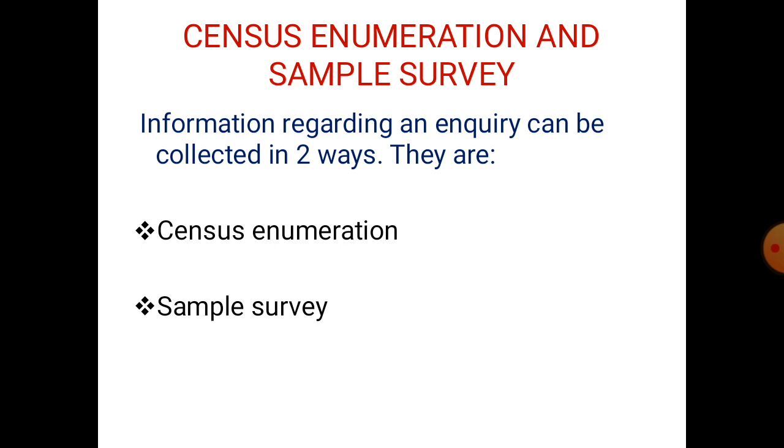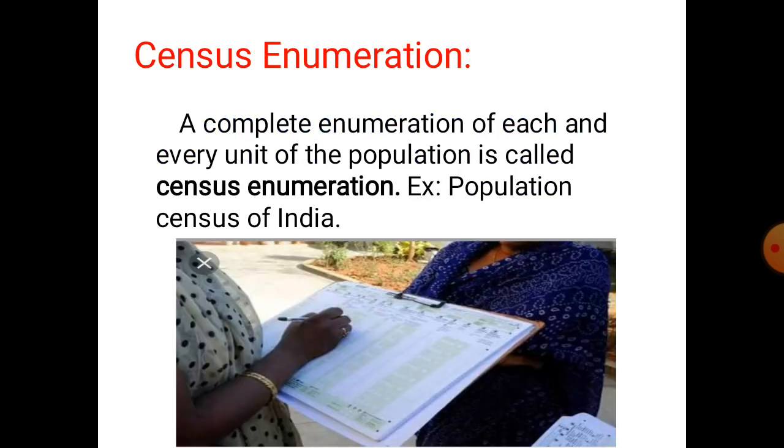See, for conducting a statistical inquiry, you are going to collect some information. So information regarding an inquiry can be collected in two ways. They are census enumeration and sample survey. Let us discuss in detail. Firstly, census enumeration. You might have heard about this word census. So what is this census enumeration? A complete enumeration of each and every unit of the population is called census enumeration.